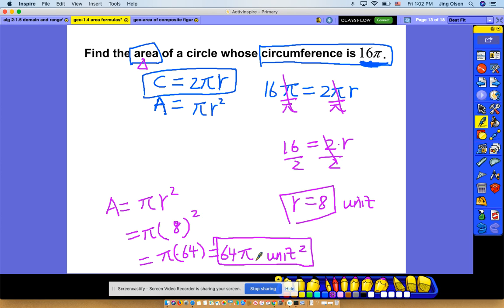Do I need to change this into a decimal? Do I need to do 64 times 3.14? No, you don't. Okay, they gave you the circumference in terms of pi. You can leave your answer for the area in terms of pi.